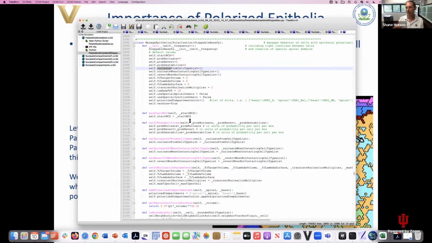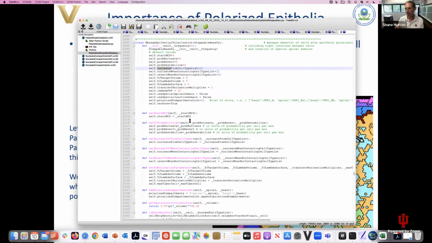So what this steppable does is it looks like it's set for every one Monte Carlo step. It goes through and checks every one of the basal paraderm cells and says, does it have a matching apical part? If it does, great. If it doesn't, then it nucleates a new apical paraderm part for that particular cell. Same thing with checking the apicals to make sure each one of those has a basal part to it. And that way the system constantly maintains having both apical and basal compartments. Those cells maintain their polarization the entire time.